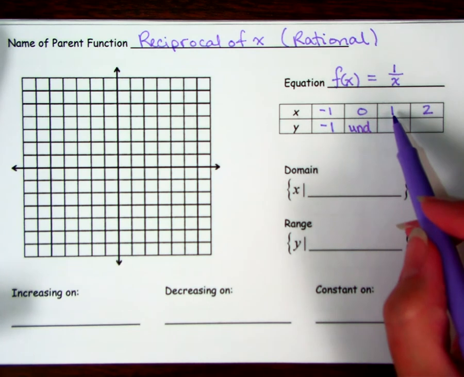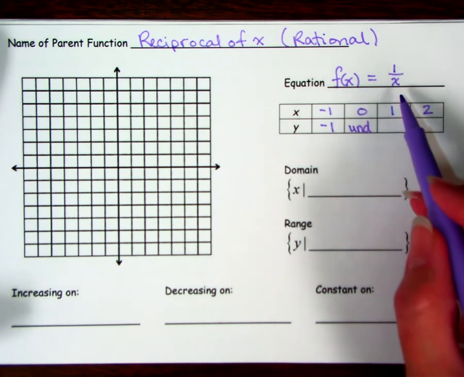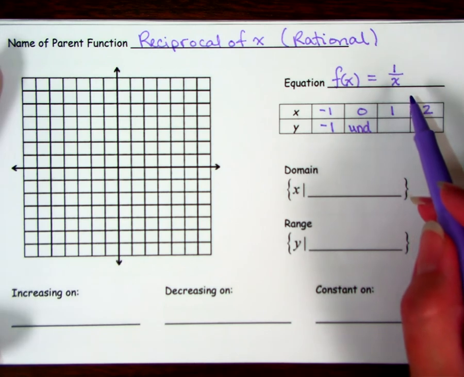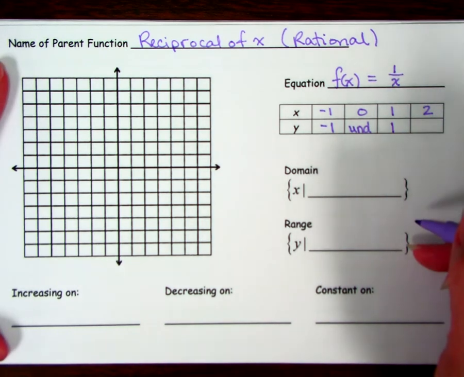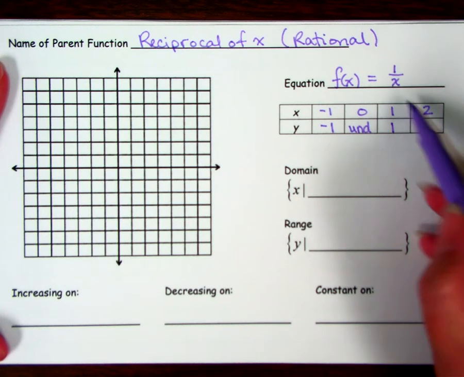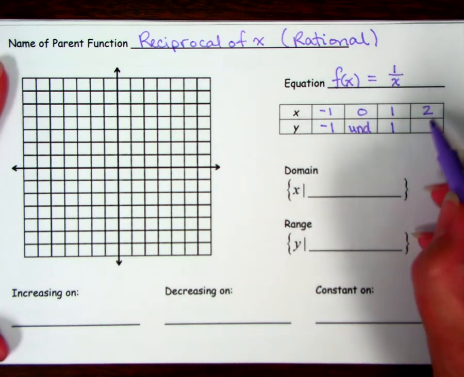If I put in 1 in place of x, then that means it would say the y is equal to 1 divided by 1. 1 divided by 1 is just 1. And if I put in 2 in place of the x, then this would say y is equal to 1 divided by 2, which is 1/2.